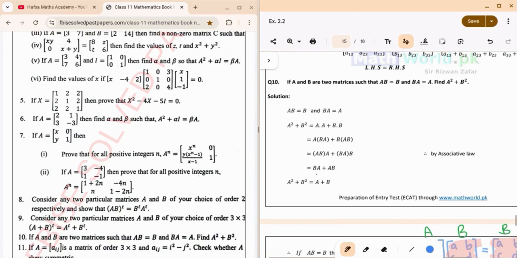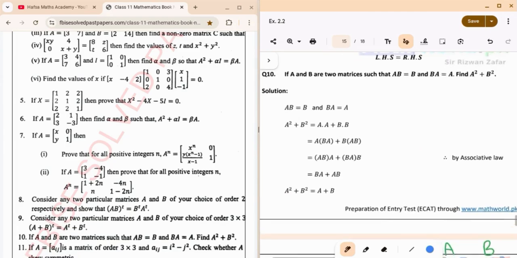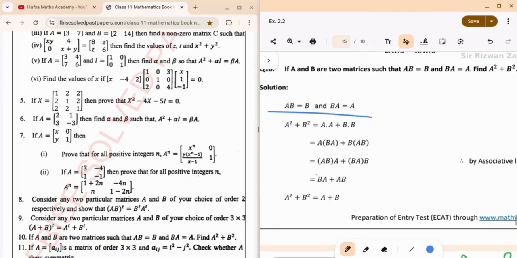Now, our solution is going to be pretty simple. We're just going to state our two givens, and then we're going to state what A squared plus B squared would equal to, which is this A into A plus B into B. And we are going to, what are we going to do?